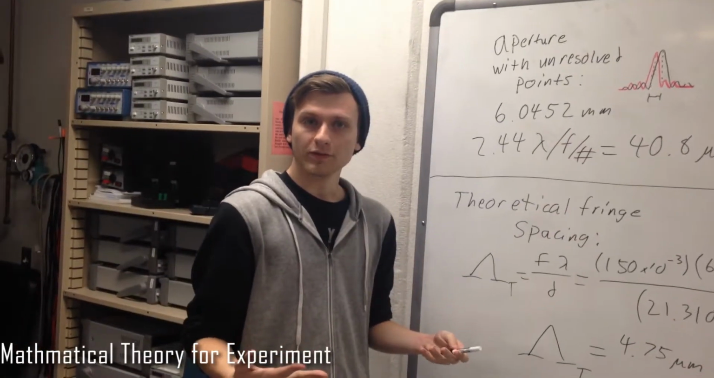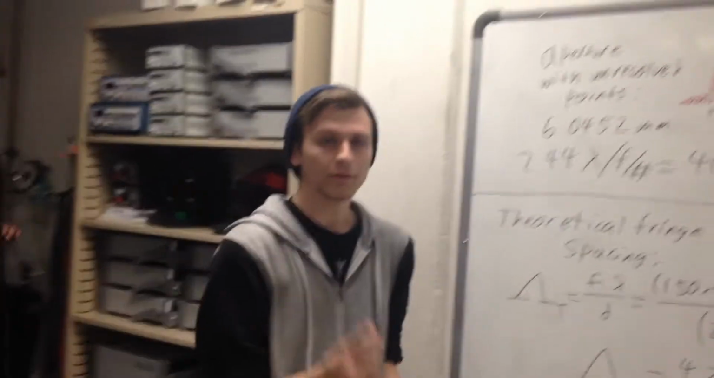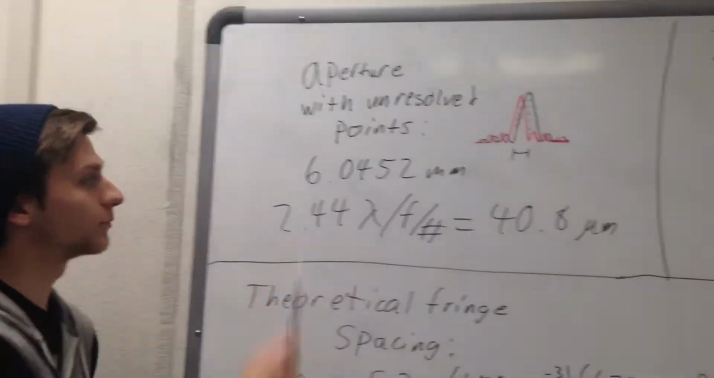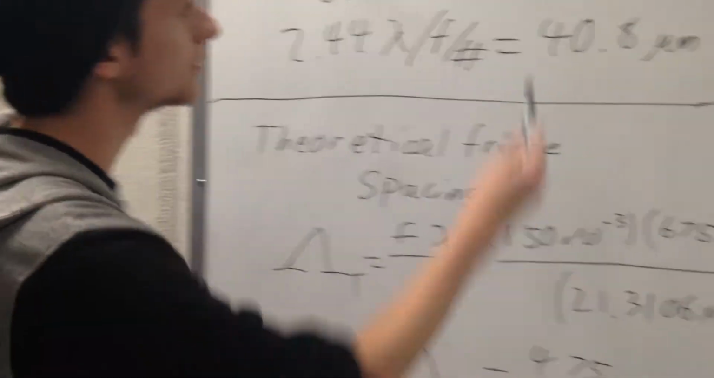When the two points could no longer be resolved from one another, at the very edge of resolution, the aperture stop was at 6.0452 millimeters, which leads to a Rayleigh resolution of 40.8 microns, which is the distance between there and there.